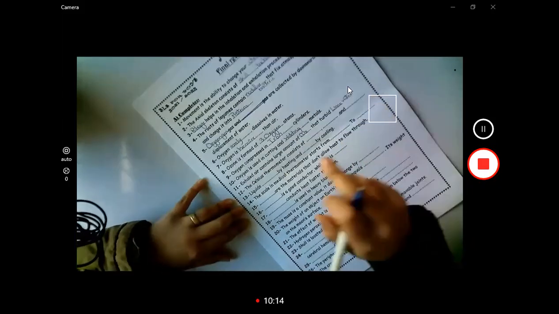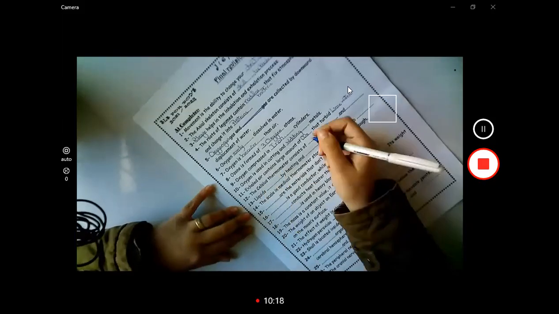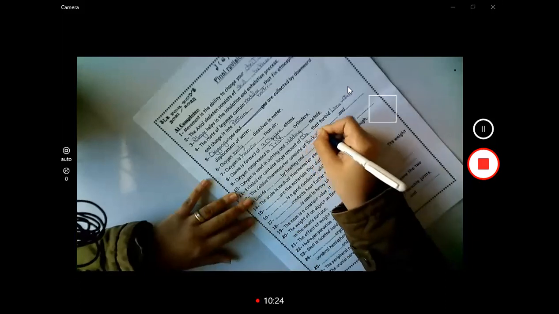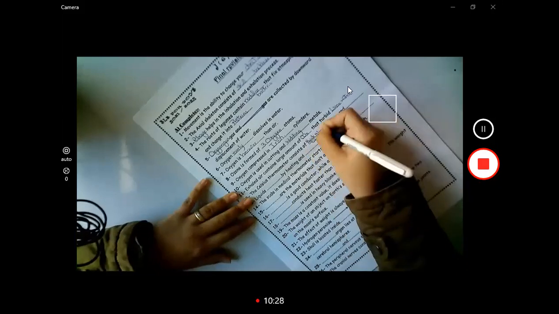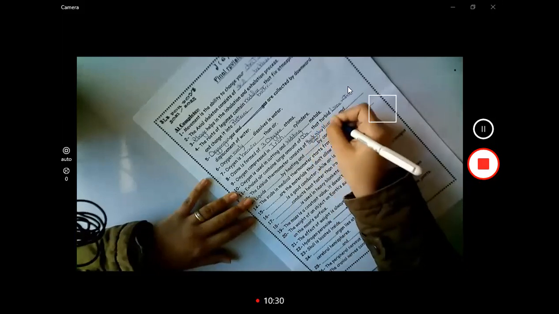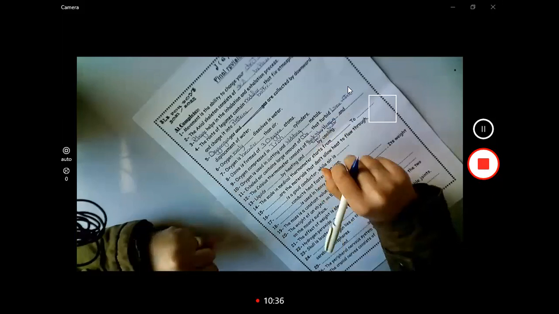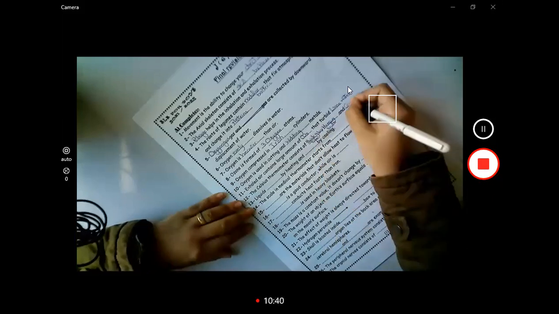The Celsius thermometer consists of what? Thick glass tube, mercury bulb, and capillary tube.